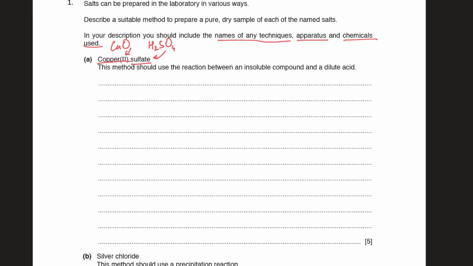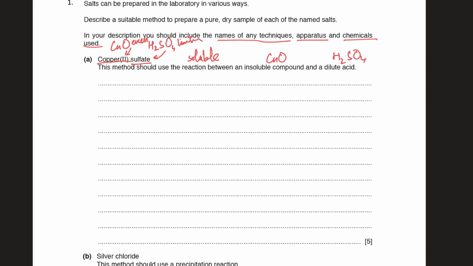Now again, because this is a soluble salt, we should make sure that any soluble thing in the reactant must be limiting. It's a very important point. To make soluble salt, we need a soluble limiting reactant. So H2SO4 is going to be limiting and copper 2 oxide is going to be in excess. So you must mention that. Alright, so let's begin. We need an insoluble compound. For us, that's copper 2 oxide. A dilute acid, for us, that's H2SO4.